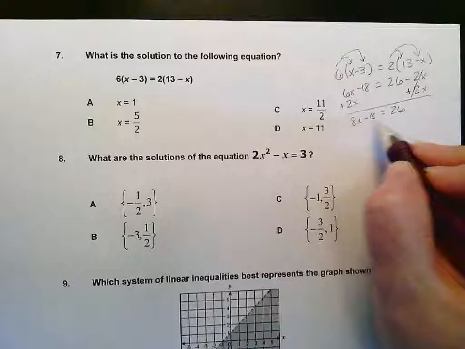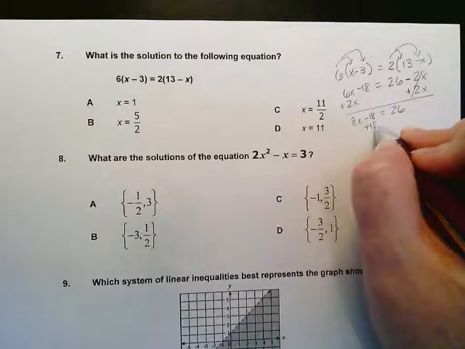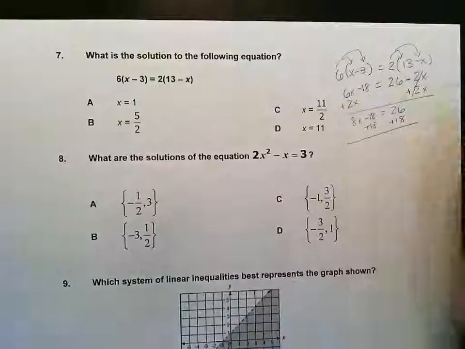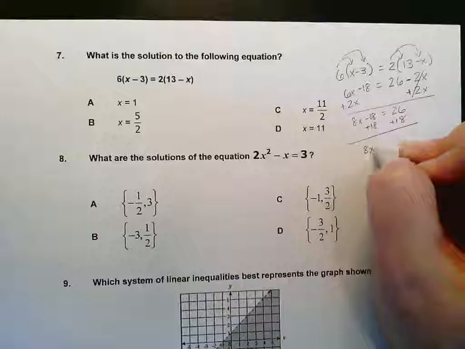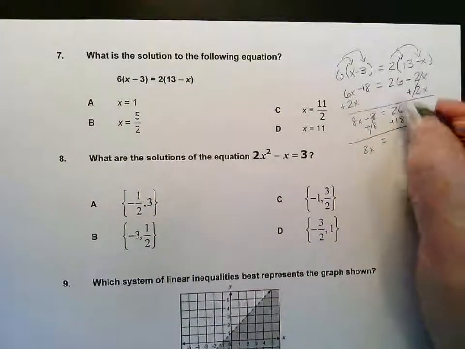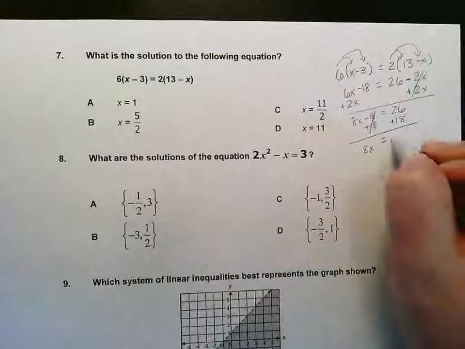Now I want to move this constant, this number without a letter, over to the right. So I'm going to add 18, because the opposite of minus 18 is plus 18. 8x I didn't do anything with. My 18, negative and positive, cancel out. And 26 plus 18 is 44.